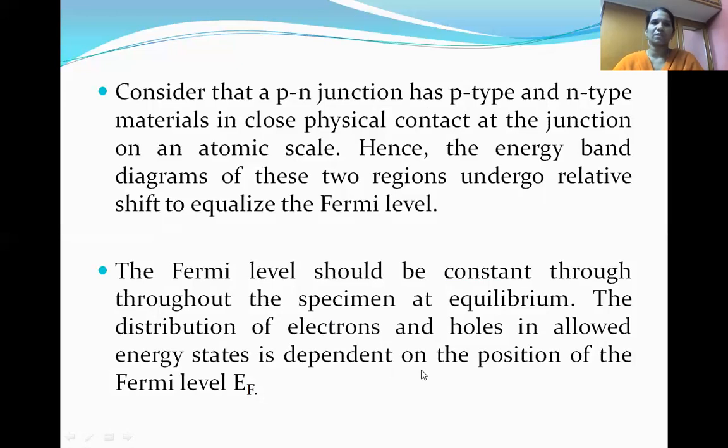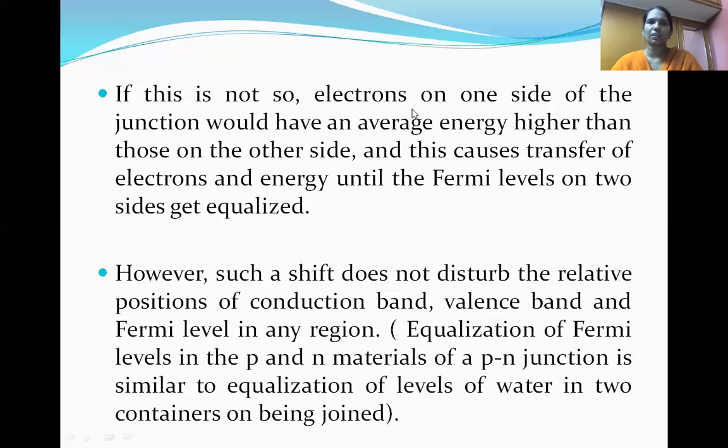The distribution of electrons and holes in allowed energy states is dependent on the position of the Fermi level. If this is not so, the electrons on one side of the junction would have an average energy higher than those on the other side. This causes the transfer of electrons and energy until the Fermi levels on the two sides get equalized.